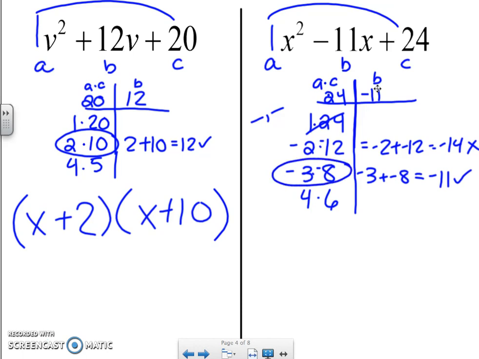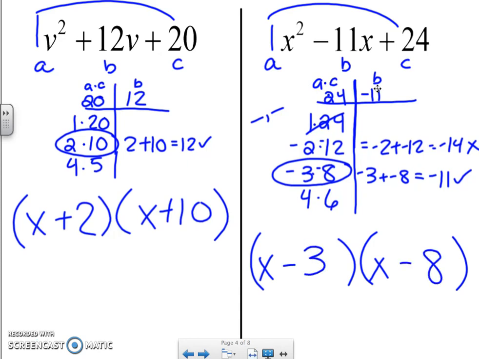So when I make both of those numbers negative, that will multiply to get me a 24, but add to get me a negative 11. So now I'm going to write my two parentheses with my x terms in the front, and then I just need to rewrite those terms in them. And this time they're both negative. Okay?